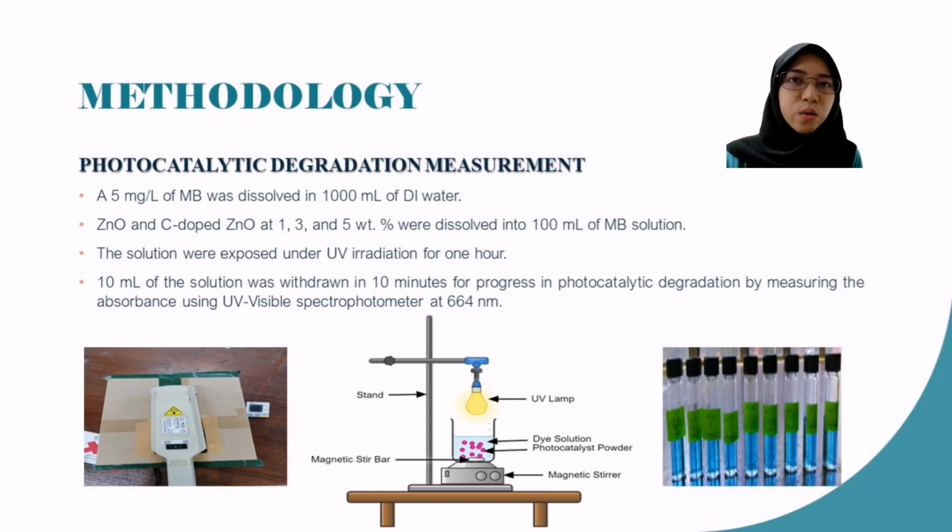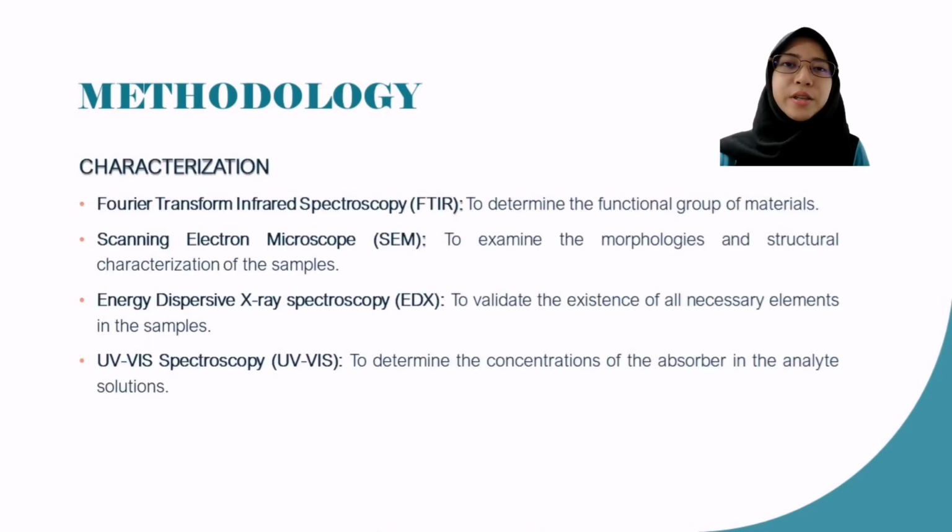Then 10 ml of the solution was withdrawn every 10 minutes to follow the progress of photocatalytic degradation by measuring the absorbance using a UV-visible spectrophotometer at 664 nanometers. In characterization, FTIR is used to determine the functional groups of materials. SEM is used to examine the morphologies and structural characterization of the samples. EDX is used to validate the existence of all necessary elements in the samples, while UV-Vis is used to determine the concentrations of the absorber in the analyte solutions.